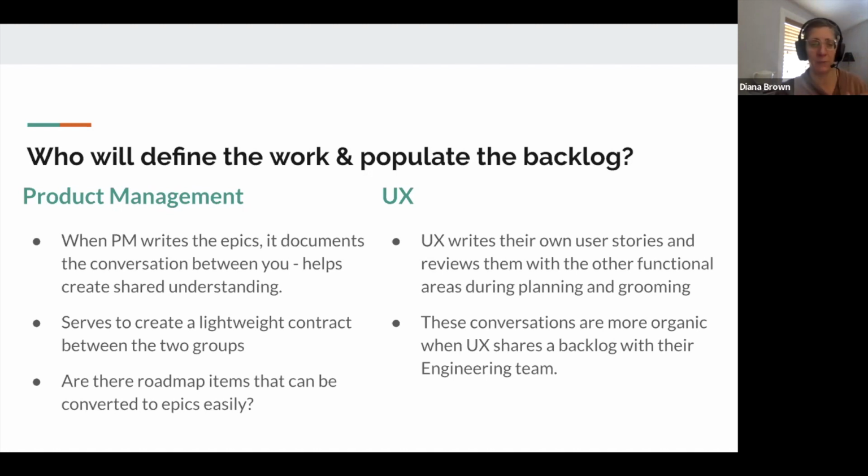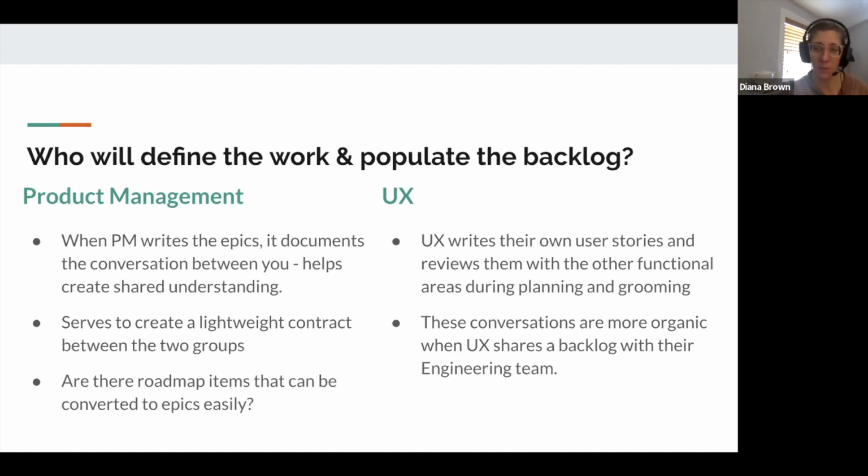Now, maybe they write a requirements document and you can just copy and paste from there. That's one way, but having them really actively engage in creating the epics and prioritizing them with you gets them really more involved with what you're doing. And that's ideal. The more involved they can be, the more collaborative it feels like, the better off you are.